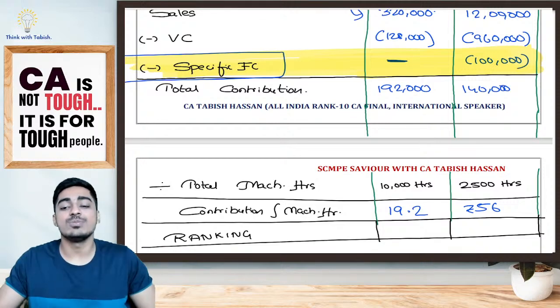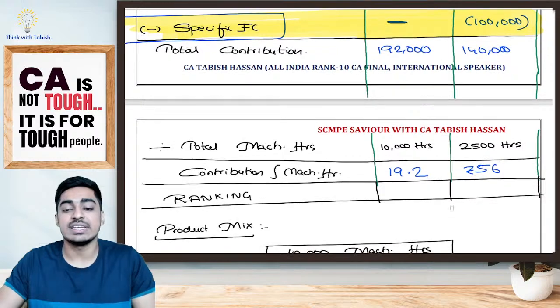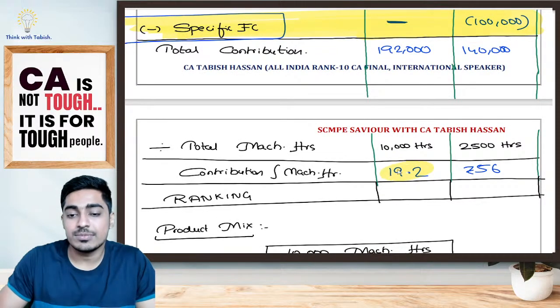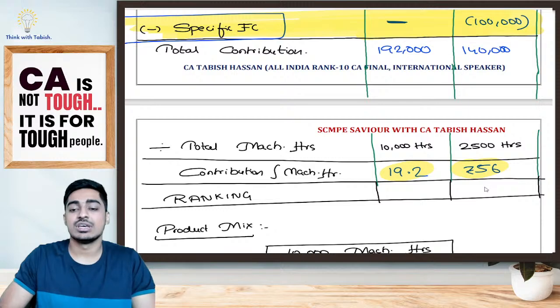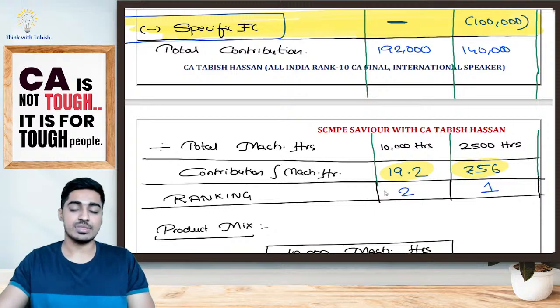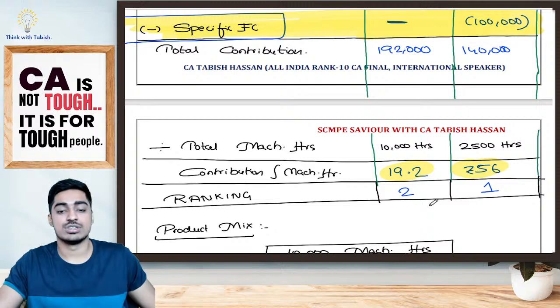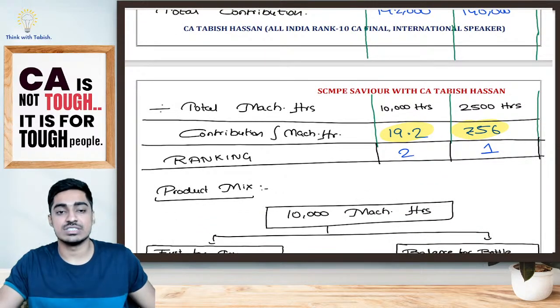Okay, so we'll tell contribution per machine hour. For bottle it is 19.2. For toy it is 56 rupees. Which is having a higher contribution? Toy is having a higher contribution. Bottle is having a lower contribution. So what is the decision, students? Tell me, students. What is the decision?